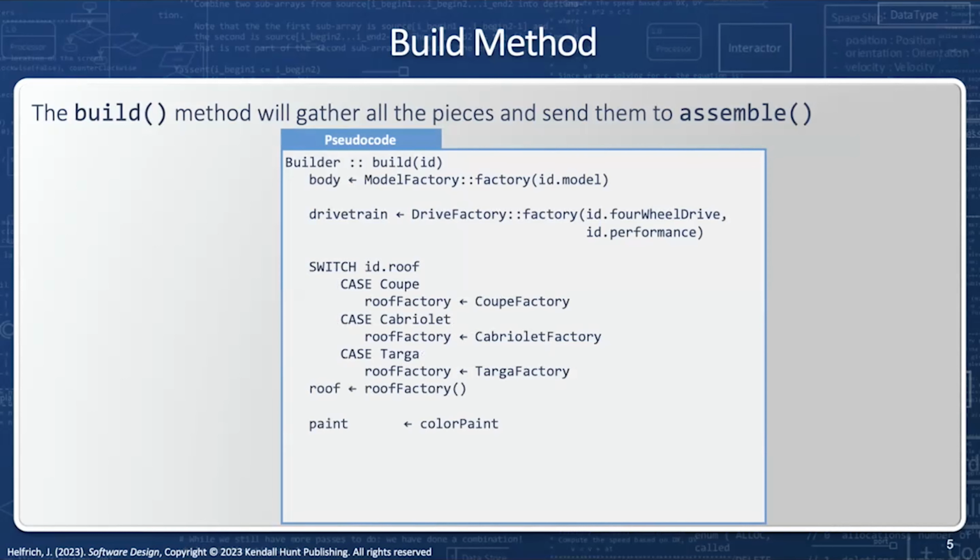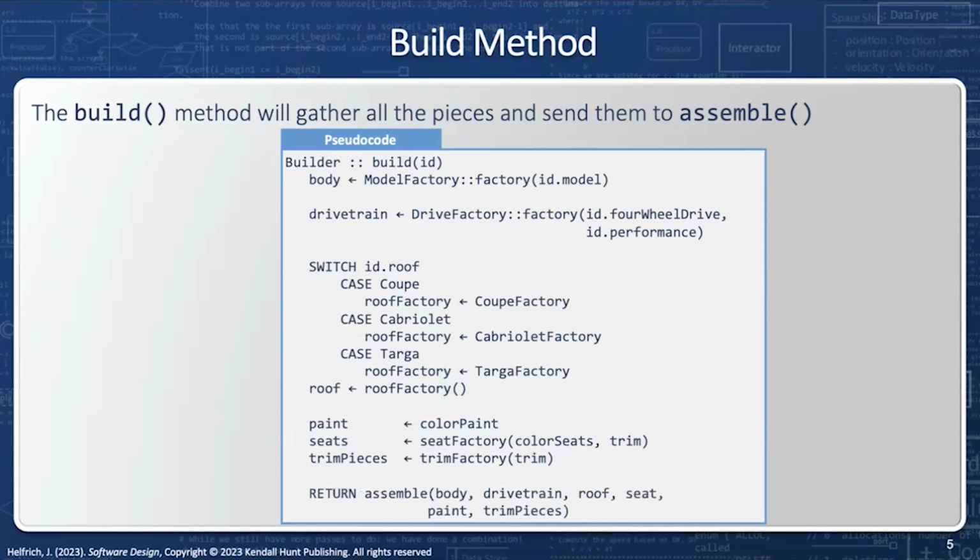Now, my paint color is going to be really straightforward. I just create the paint object out of that. And I'm going to create the seats for my seat factory, and I'm going to create my trim for my trim factory. Now that I have the body, the drivetrain, the roof, the paint, the seats, and the trim pieces, I have all these together. Now I can go and assemble them all together into my Porsche.